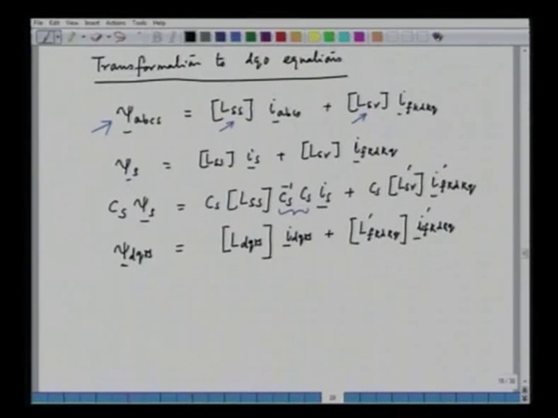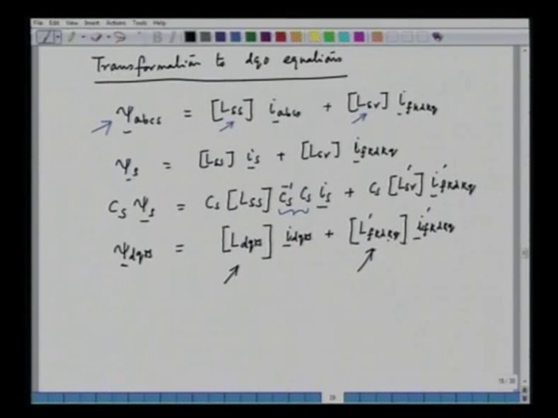So, this is what we have here, and we should be interested to know what are these matrices. These matrices are very special matrices. Unlike the previous matrices, that is LSS, which is a function of theta r, this LDQOS and LFKDKQ, they are independent of theta.